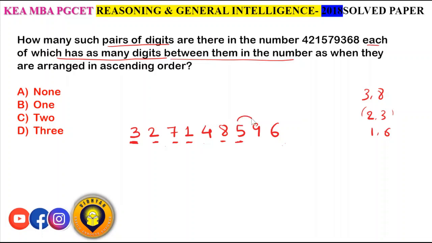Then start from 5, 6, 7, no. 6, 7, 8, 9, no. So since 9 is the biggest number, you don't need to look for that. Then the last number is 6, 7, 8, 9, no. So that means how many pairs you have got? You got 3 pairs, right? So the answer here is 3.